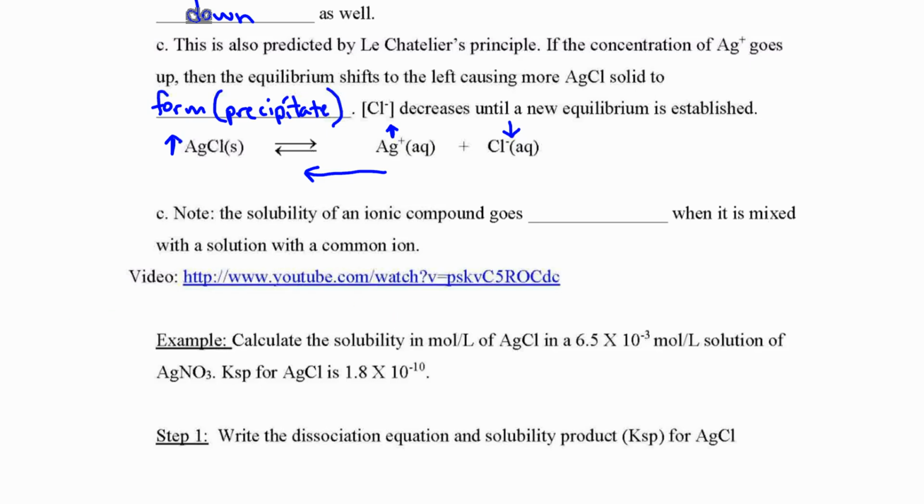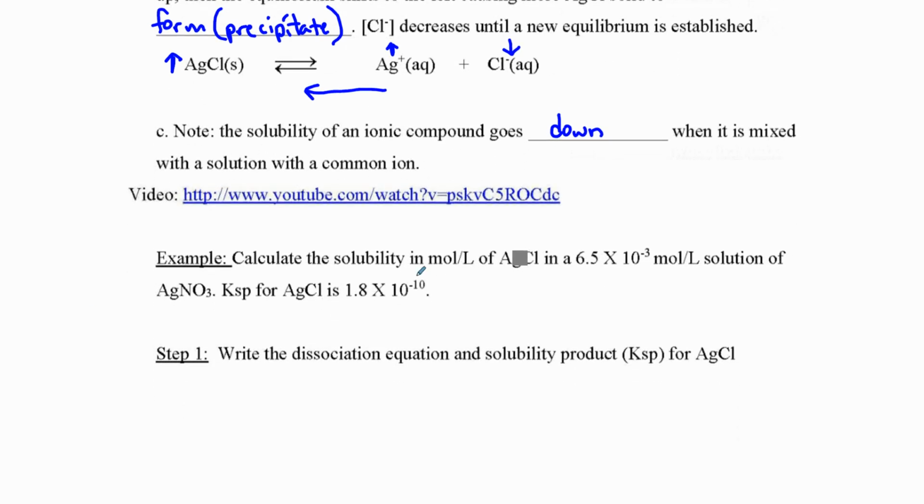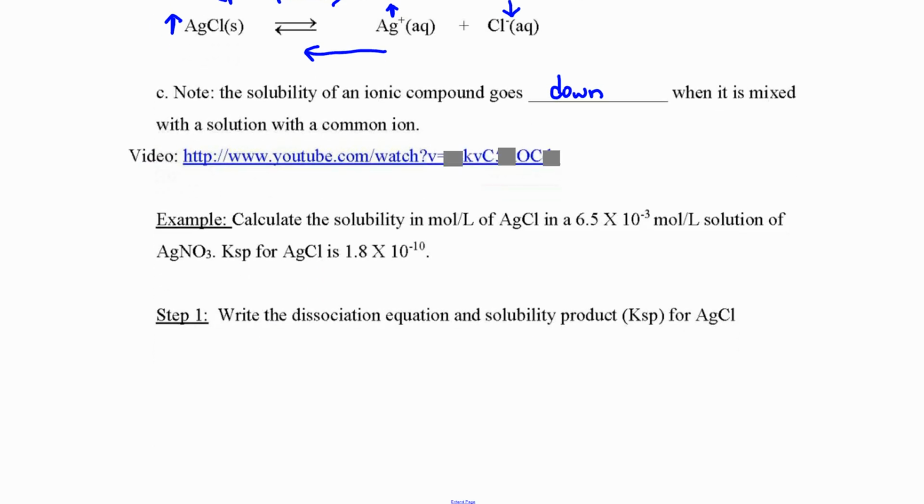So note that the solubility of an ionic compound goes down when it is mixed with a solution with a common ion. And in particular, the one whose solubility decreases is the one that has very low solubility to begin with, the one that would form a precipitate. So what do we do with this concept in terms of solving problems? How does it change how we do our calculations?